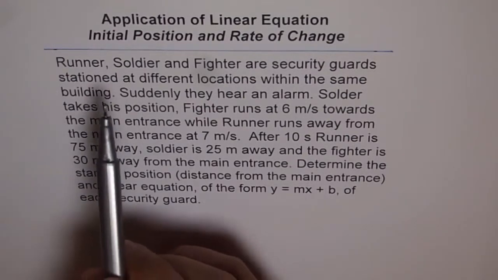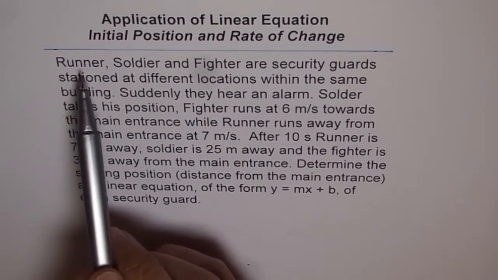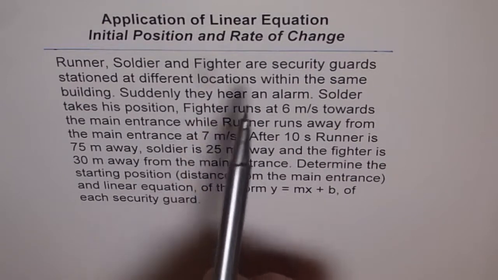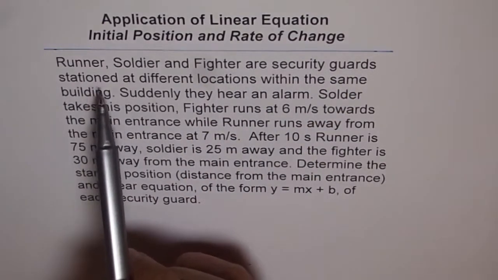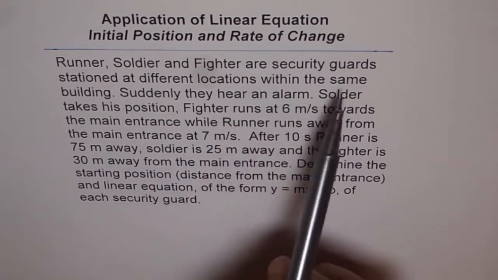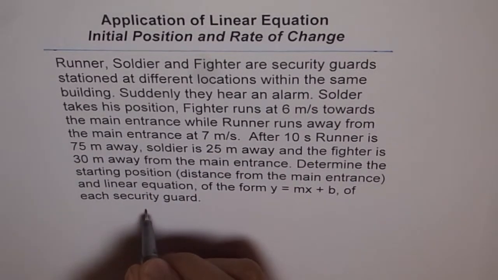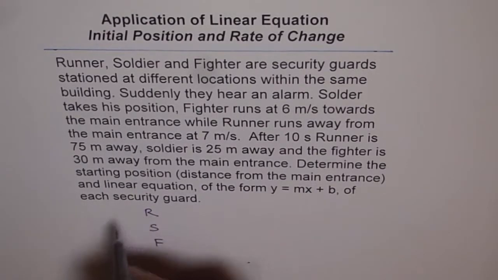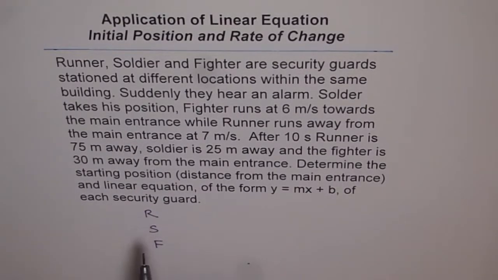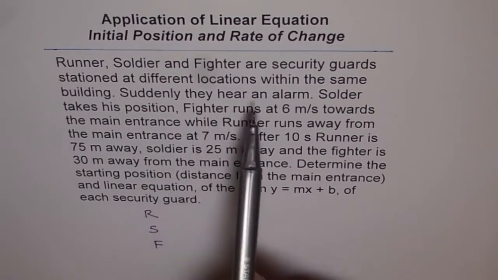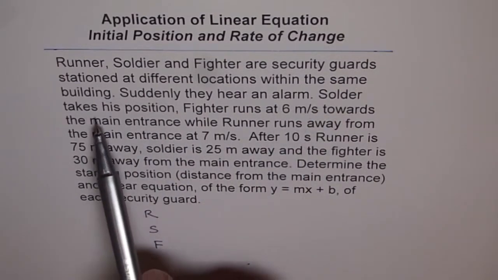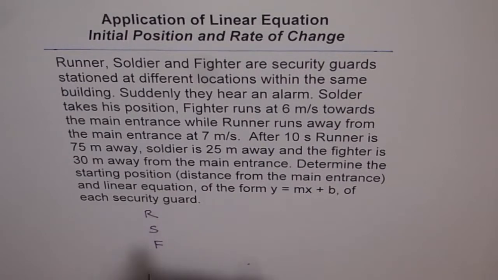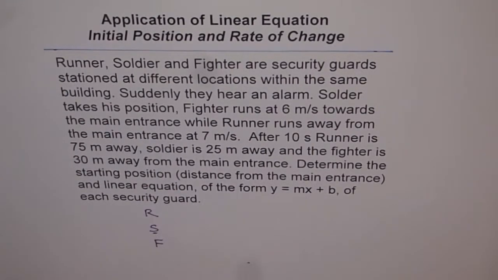So there are 3 security guards. Runner, soldier and fighter are security guards stationed at different locations within the same building. Let's give them short forms. These are 3 security guards which are stationed somewhere in the building. We don't know how far they are from the main entrance, correct? Suddenly they hear an alarm. Soldier takes his position, means stays put. So soldier stays in the same position.